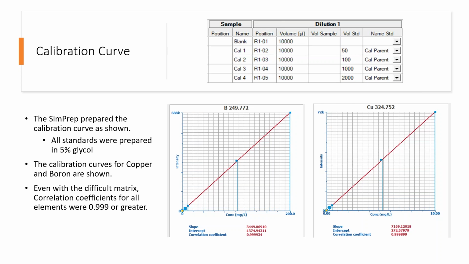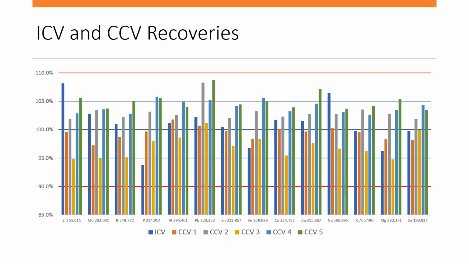To verify that curve, verification standards were analyzed after calibration every 10 samples, similar to the EPA requirements, though this isn't necessarily normally done within the in-service marketplace. The initial calibration curve verification was prepared by hand from a second source. So that's a different source, and it's prepared by hand to verify that everything was working properly.